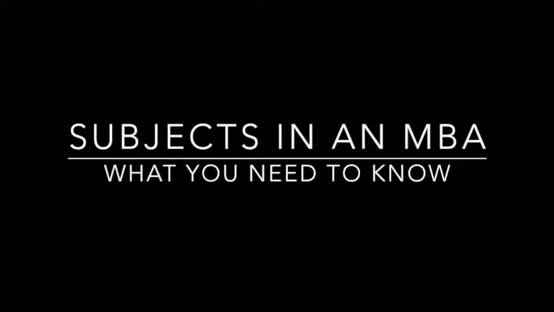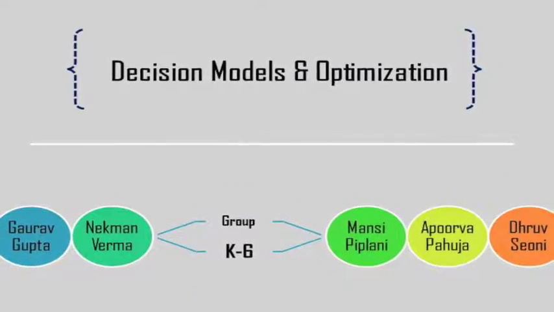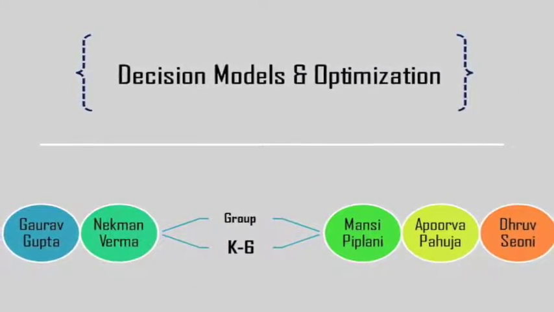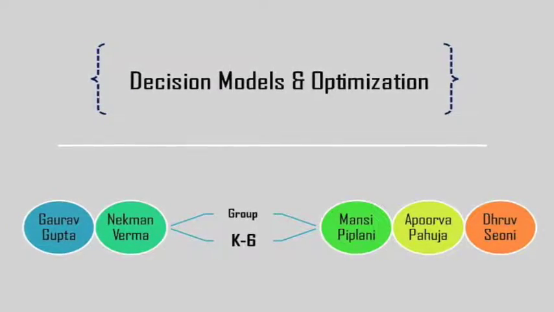If you're here, you're definitely looking at an MBA as an option in your career, and that's exactly what we're here to help you out with. The subjects that are there in an MBA and what you need to know about them. The subject that we'll be covering today as a group will be DMOP, which is Decision Models and Optimization, and what that involves for an MBA student.